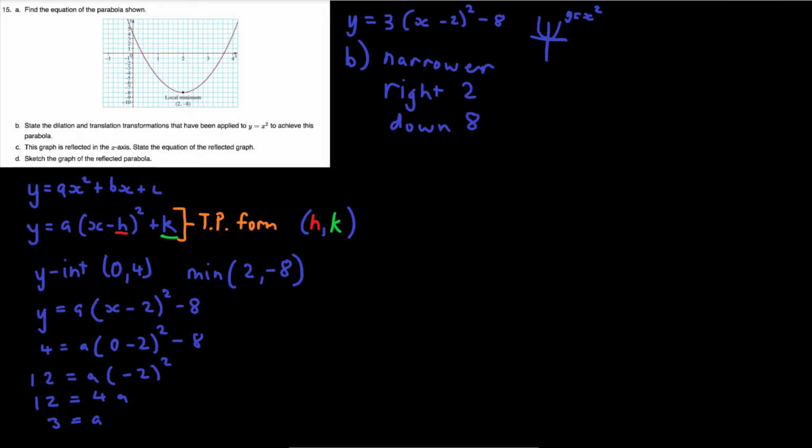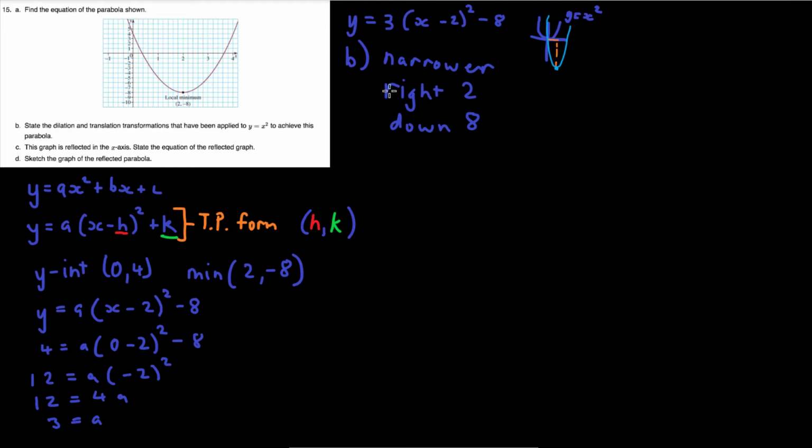Let's see if I can get a finer pen. So it's been shifted across 2 and then down 8 for our new equation. And it's much narrower than what it was. And down here, we've got that turning point at 2, -8.